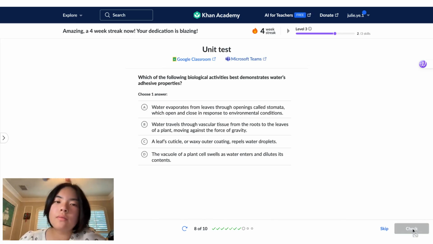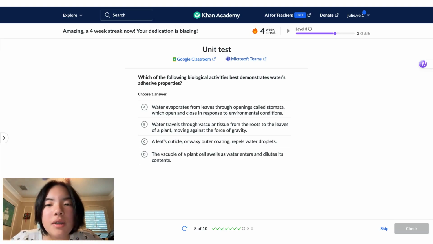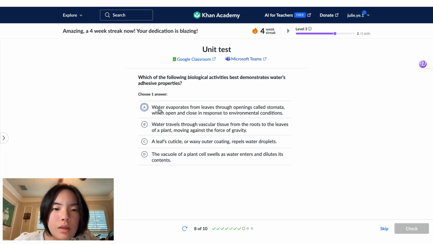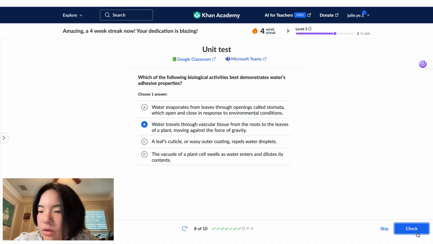Which of the following biological activities best demonstrates water's adhesive properties? Okay. Water evaporation. Nope. Repels. Nope. Looks like this one, because moving against the force of gravity. So adhesion and cohesion help this happen.